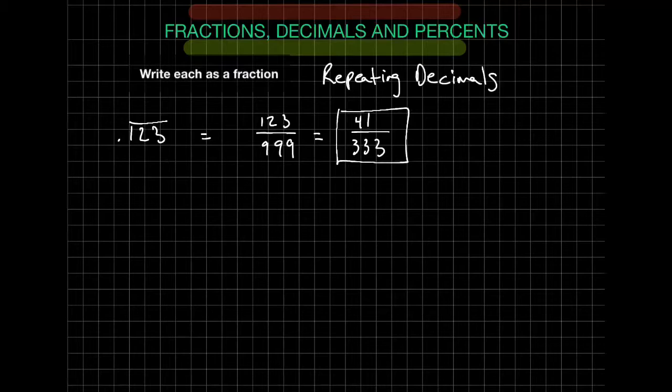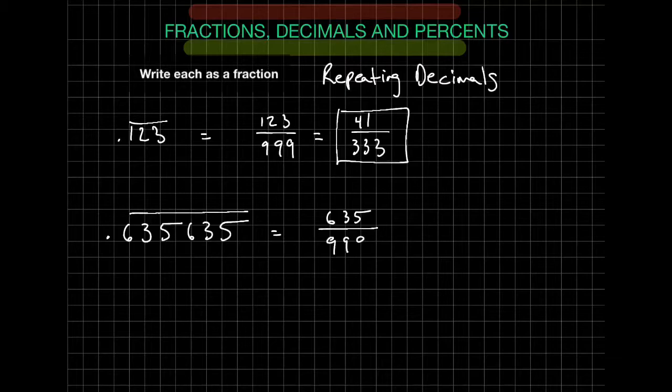So there's our answer, 41/333. Okay, if I have some number 635, and that's repeating, I'm just going to say that's 635/999. And I believe that's already reduced as far as it could go.